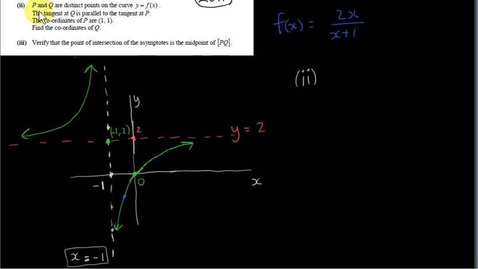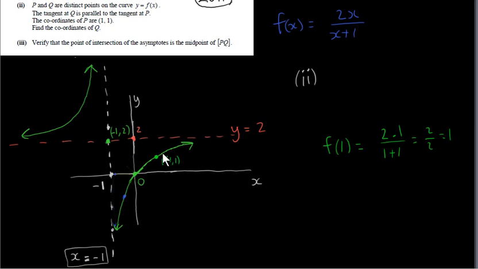In part 2, we are given that P and Q are distinct points on the curve. The tangent at Q is parallel to the tangent at P. The coordinates of P are 1, 1. So 1, 1 must be a point on the curve. If you wanted to verify that 1, 1 is a point on the curve, you could just calculate f of 1. Just plug 1 in for x. So we have 2 times 1 over 1 plus 1. That's equal to 2 divided by 2, which is 1. So that shows that 1, 1 is indeed a point on the curve.